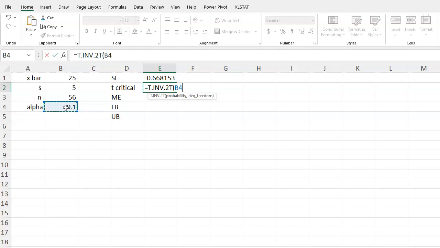So here it's a little strange. You don't put in your confidence level. You actually put in your significance level. So if it's a 90% confidence interval, you'll put in 0.1. 95, you'll put in 0.05. 99, you'll put in 0.01.